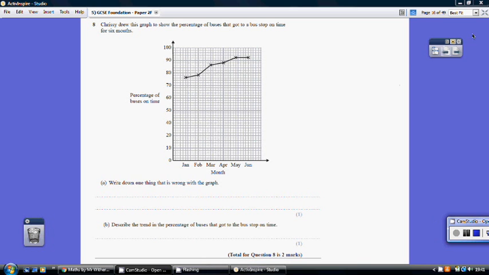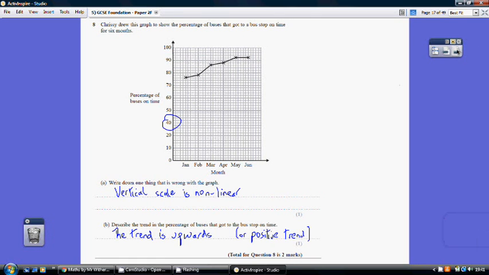So question 8, write down one thing that is wrong with this graph. Well, the one thing that's wrong, if you look at the scale carefully, you can see they've made a mistake. We're trying to go up in tens, but they've gone 10, 20, straight to 40. So the vertical scale is non-linear, is not equal.